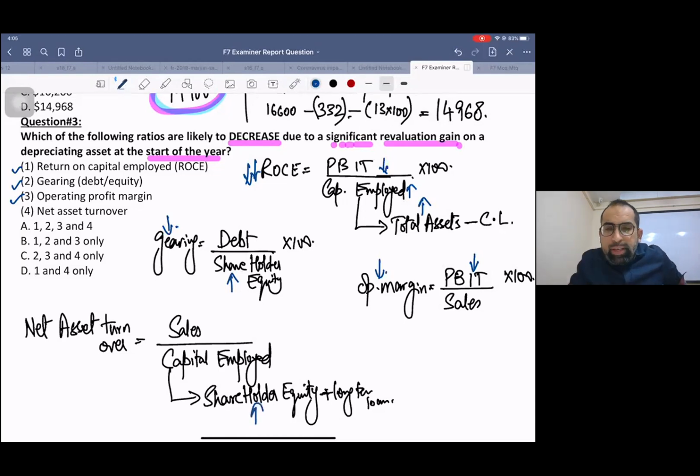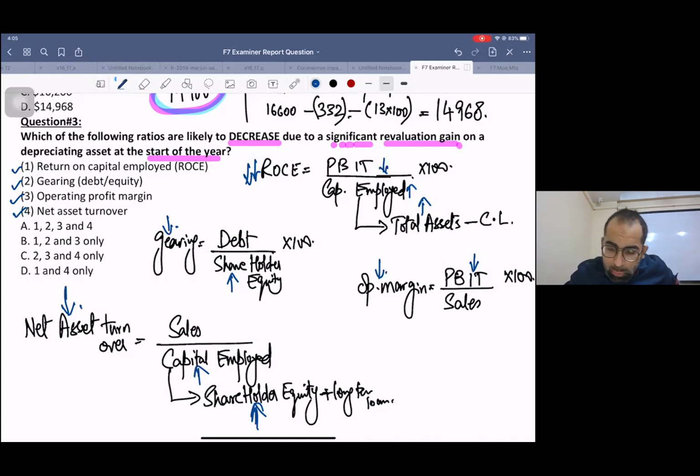Because of upward revaluation, there will be a new revaluation reserve, so your shareholder equity will go up. And when your shareholder equity goes up, your capital employed goes up. And when your capital employed goes up, it's in the denominator of asset turnover. So your asset turnover will go down. So now point number four is also correct.